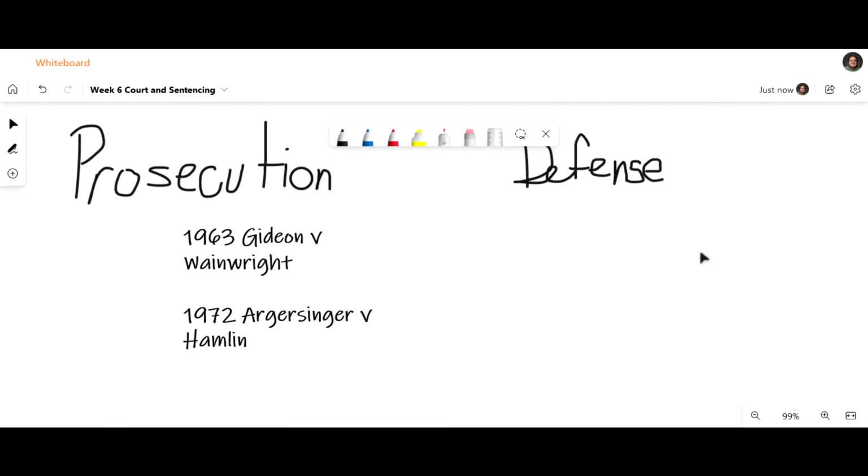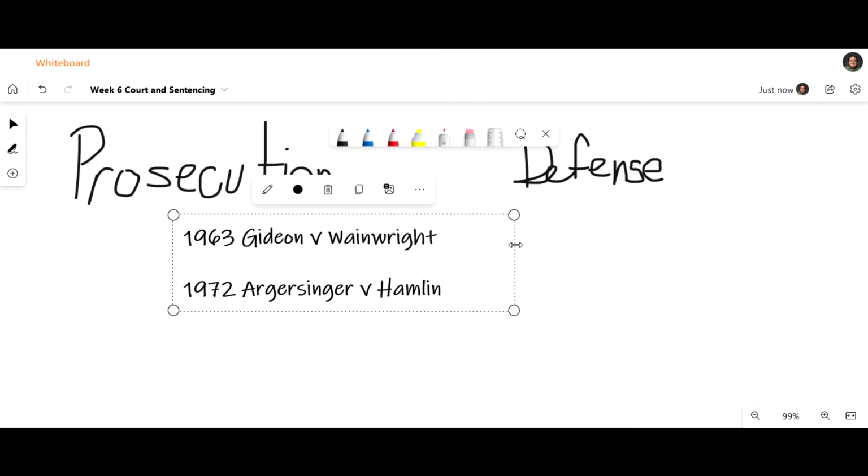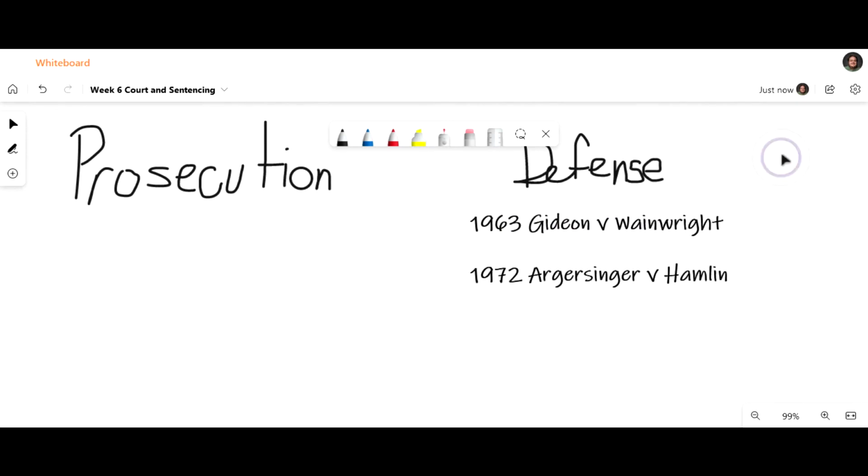Okay. So these two cases, these are big in the defense case. I should probably put them under defense. There we go. So 1963, Gideon versus Wainwright.